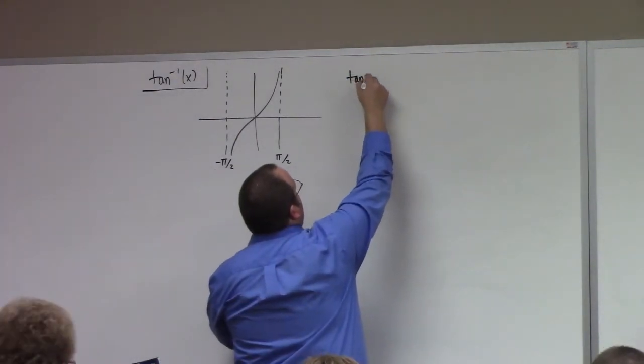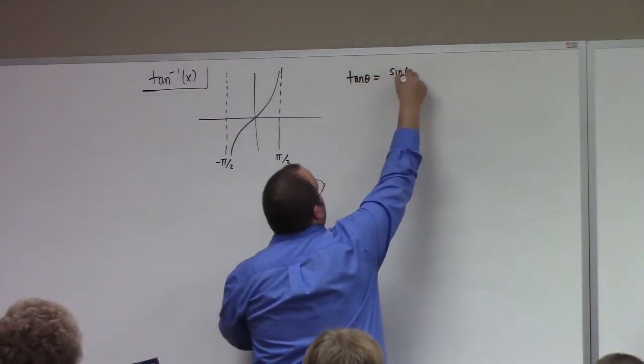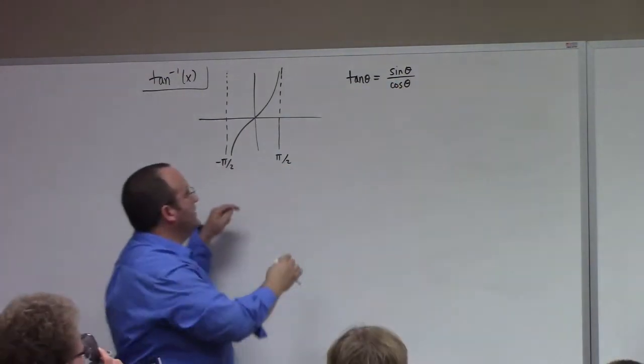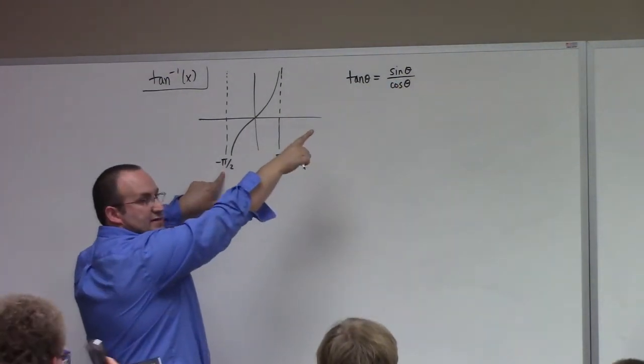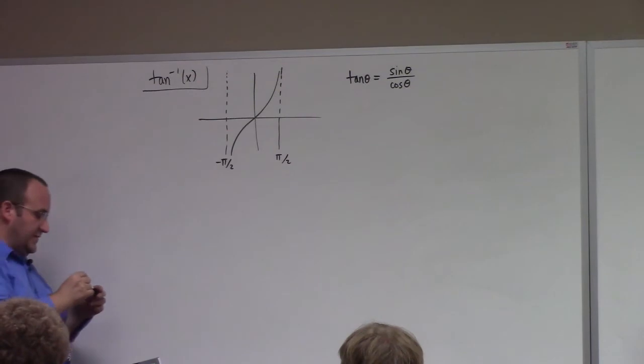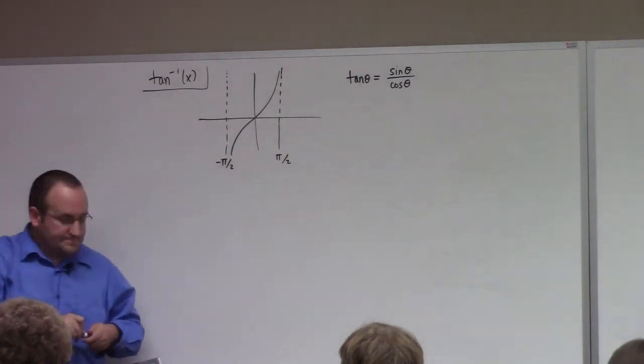Tangent theta is sine theta over cosine theta, right? So where cosine theta is 0, tangent's like, uh-oh. So plus or minus pi over 2 makes cosine 0. Consequently, tangent's not defined there. The inverse function to tangent is obtained how? Graphically.